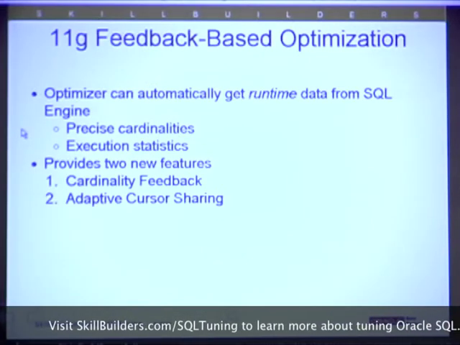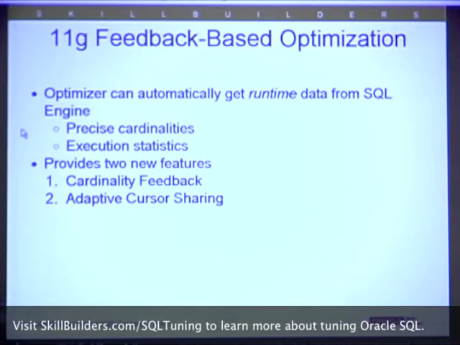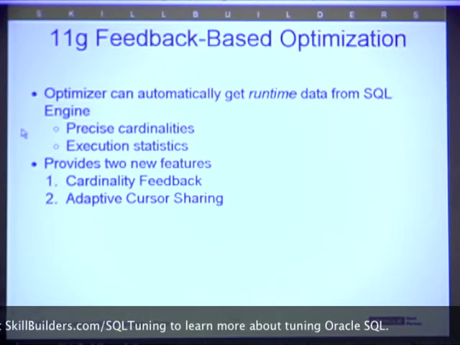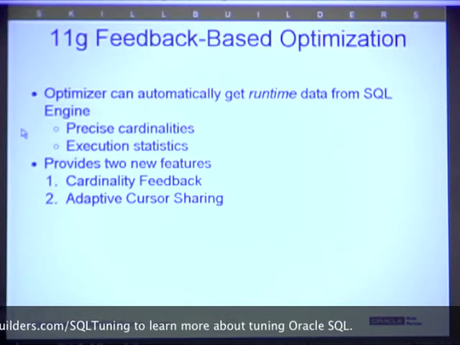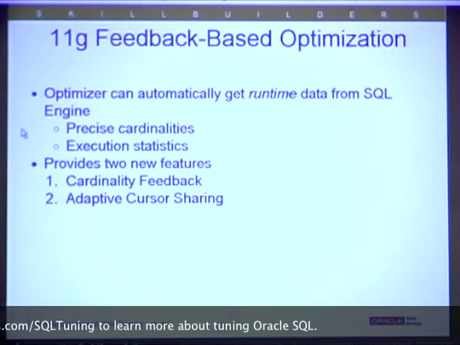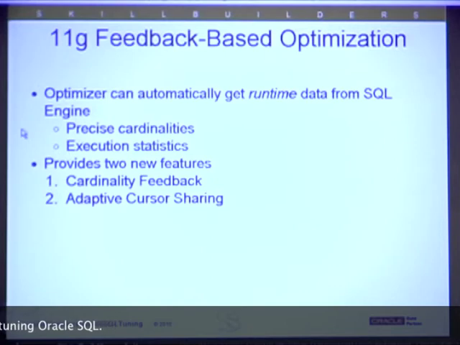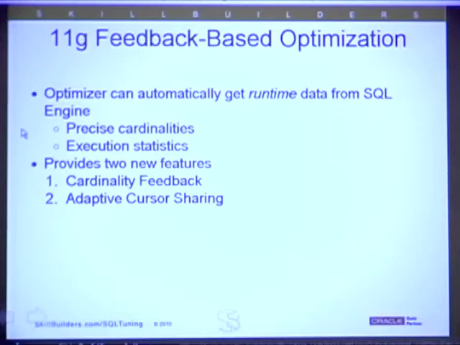So let's turn to 11G feedback-based optimization. This is sort of the SQL engine passing information back to the CBO at runtime automatically, and you may want to shut it off. It'll work for you. What does it return? Precise cardinalities. So after you run your query one time, it checks cardinality. If the cardinality is way off, it presents the cursor cache with the proper cardinality and marks the query for re-optimization.